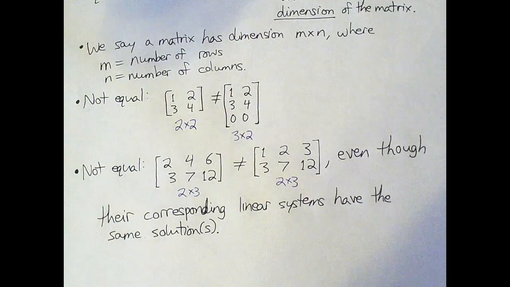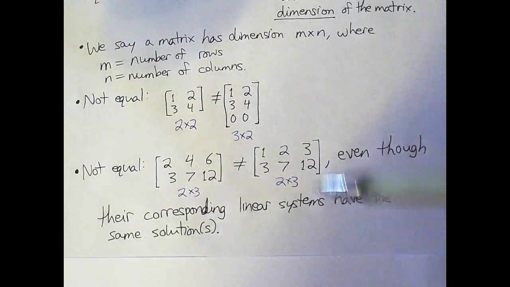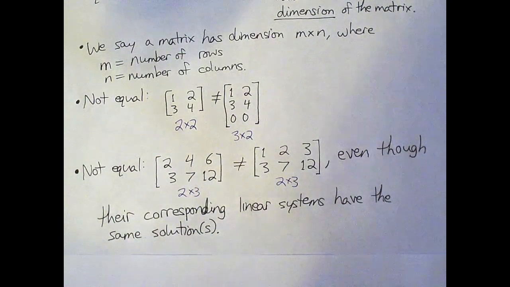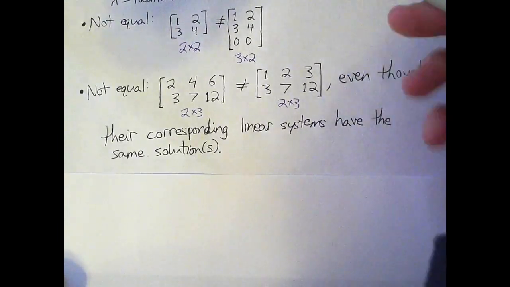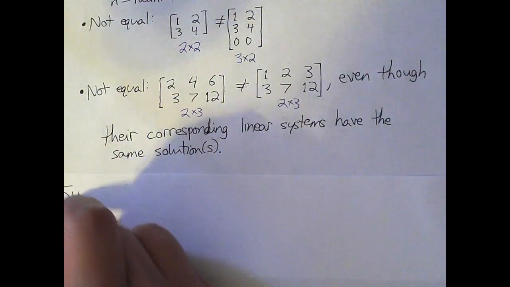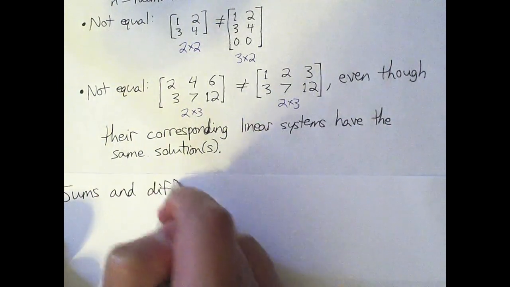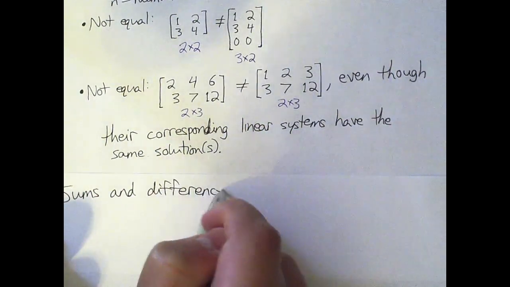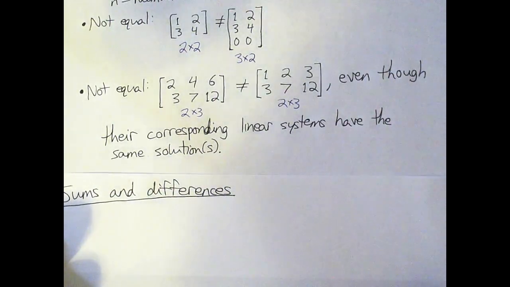So in this lesson, the algebra of matrices, we want to start doing more with matrices. Everything here so far has just been about what it means for matrices to be equal to each other or not equal to each other. And that's about all we can say about matrices being equal. Let's talk about sums and differences. How do we add matrices or subtract matrices?